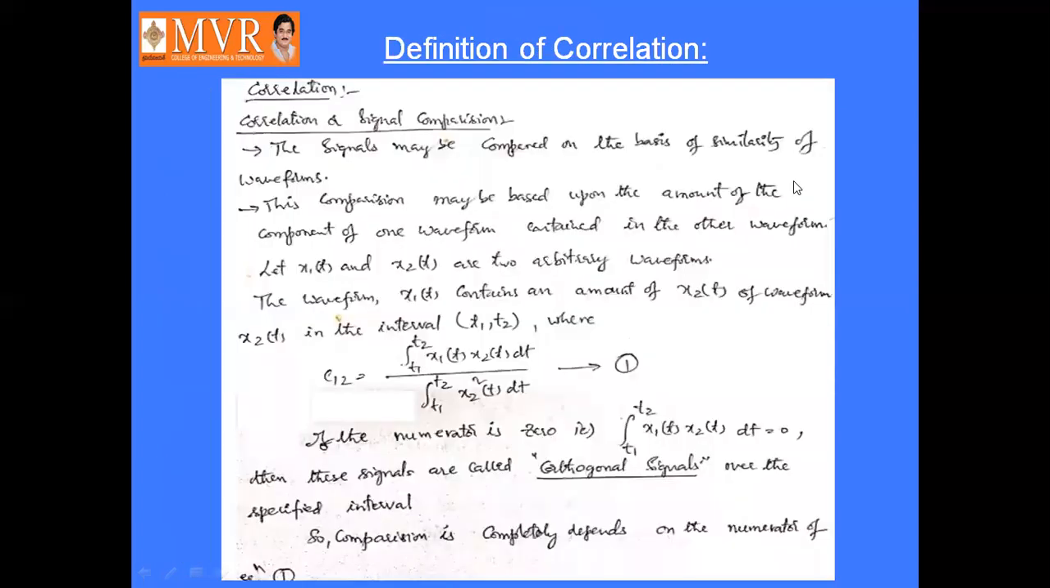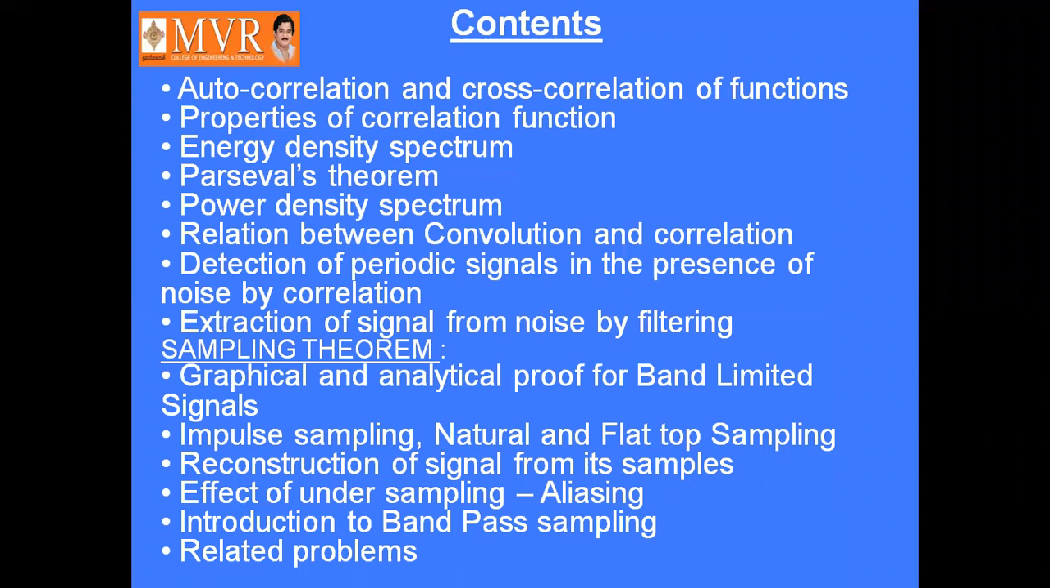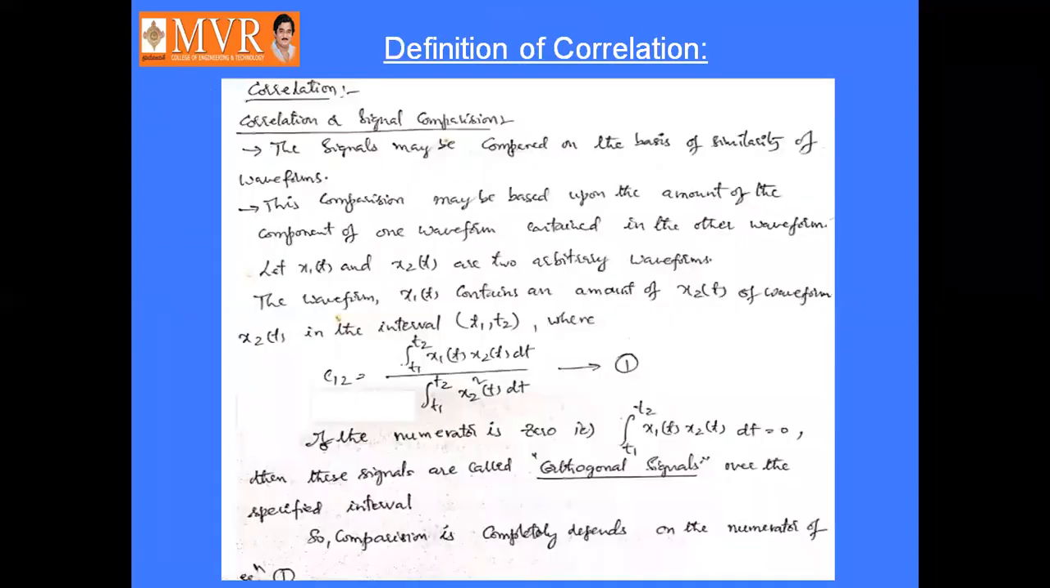Next, coming to correlation. What is meant by correlation? Correlation is also called signal comparison. We compare two signals by means of some properties. That is called correlation.